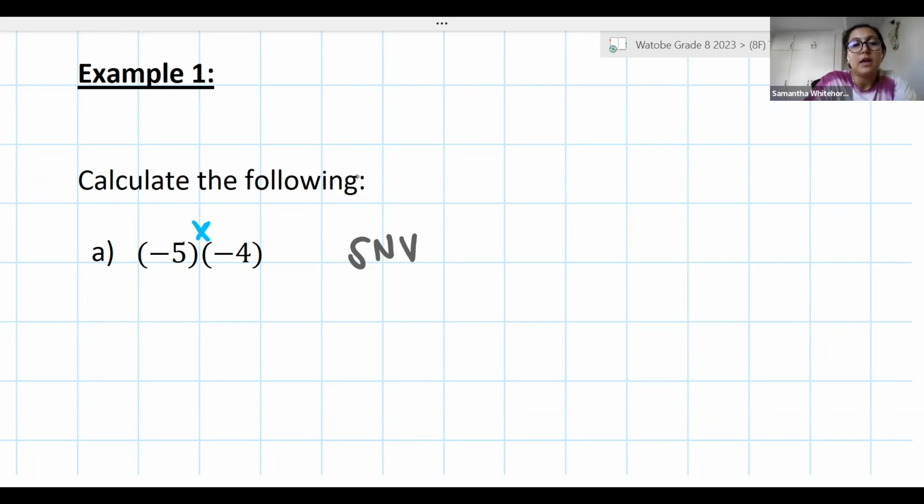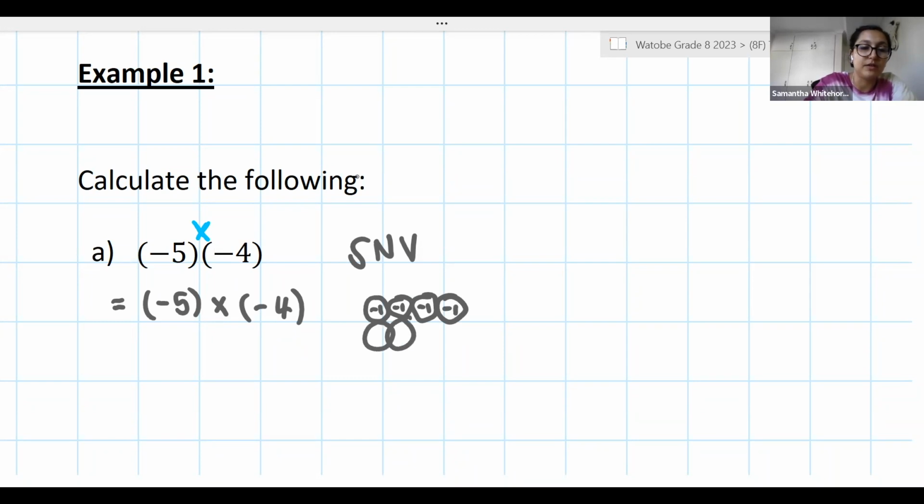And so now we go back to our SNV. I'm multiplying two values together. So essentially what this is saying is a -5 times a -4. Now you don't have to do this because this is going to get a little bit time consuming. What you're doing is you are multiplying 5 groups of -4. So there's my -1, -2, -3, -4. Clearly I can draw very great circles. They look a little bit weird. And we've got 5 groups of them. Hopefully you can see now why I'm saying don't do this every time. It gets a little bit tedious.